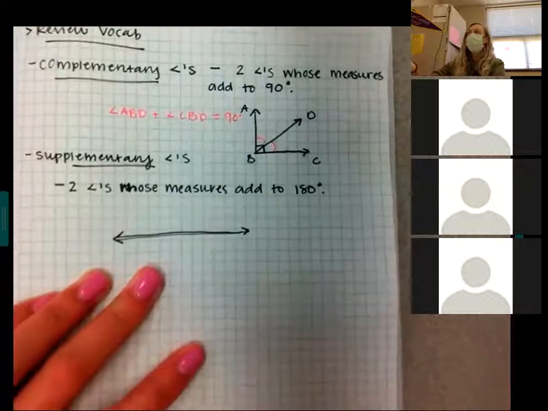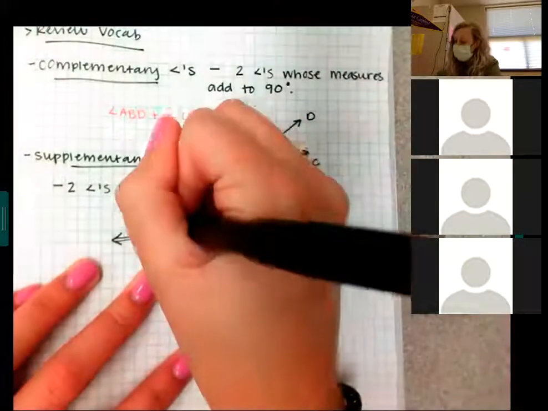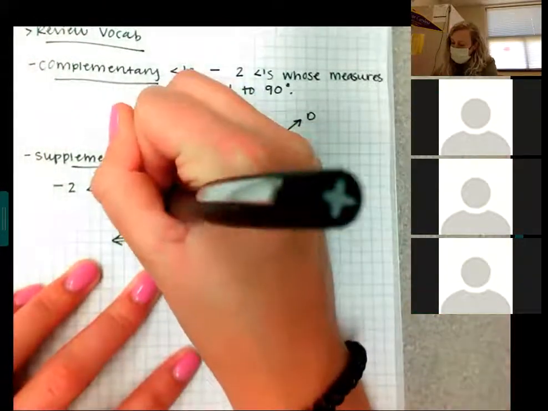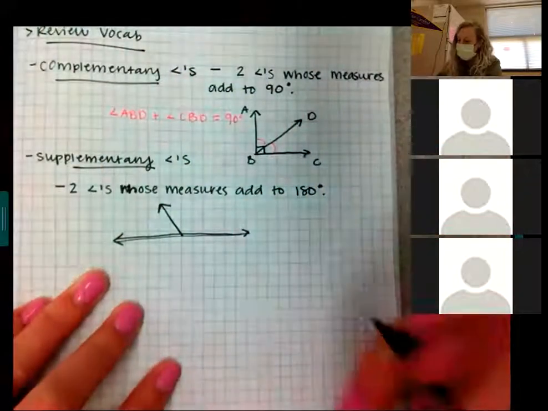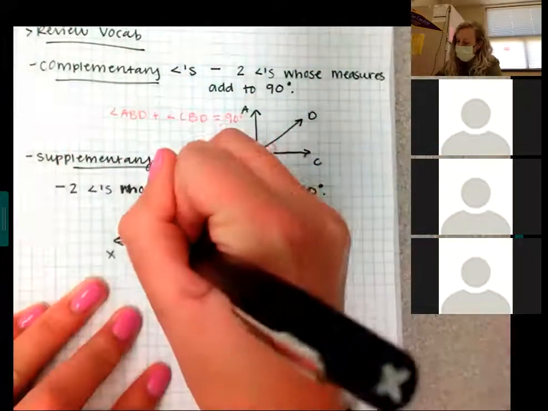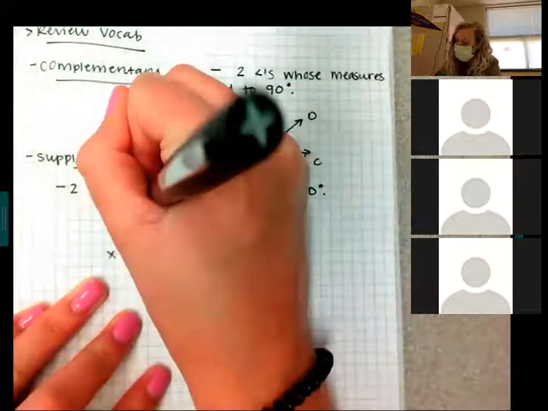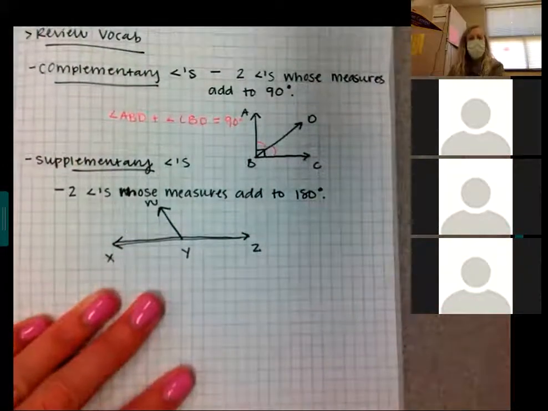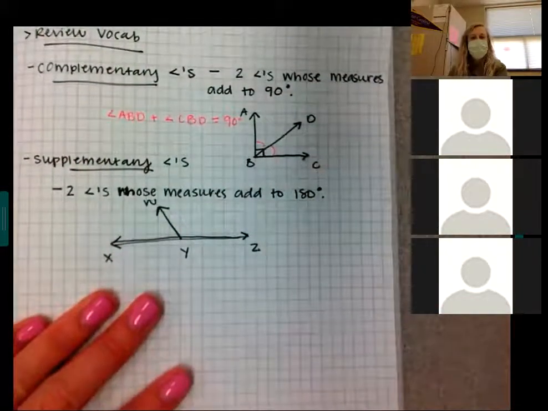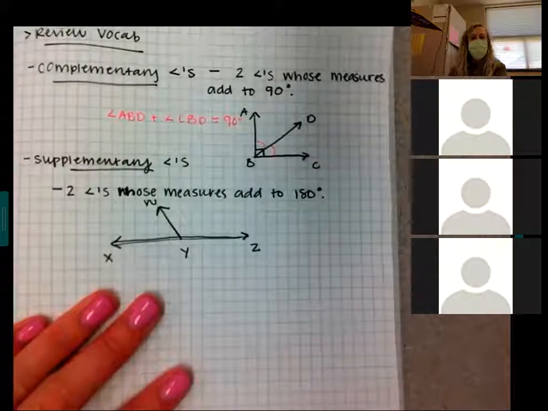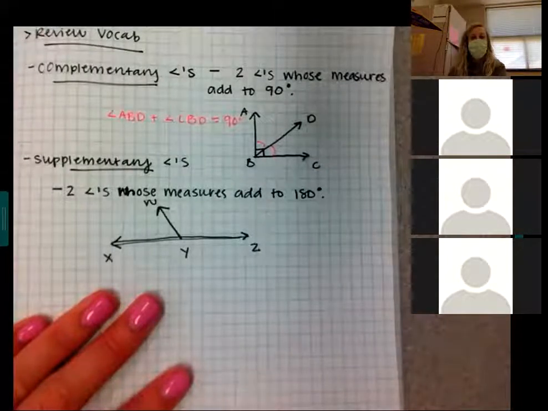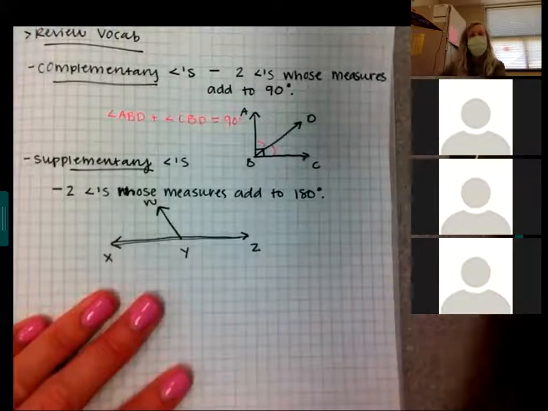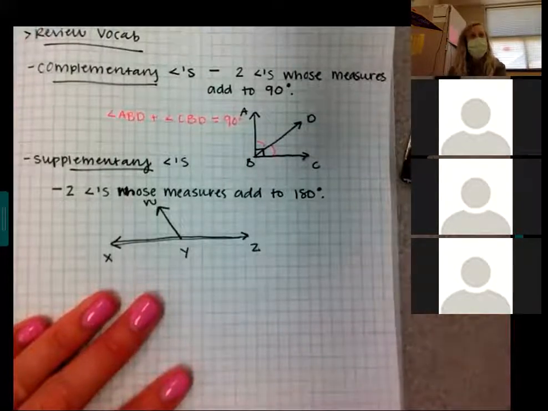I know my drawing is not good. And then let's say our angle looks like this. So I'm going to use different letters now. X, Y, Z, and W. You are going to be drawing lots of pictures today, but that's okay. The math today is not difficult. You should be fine.